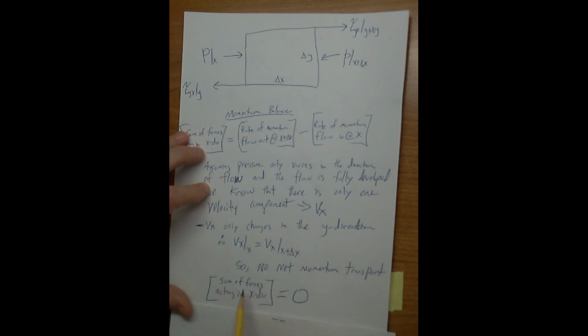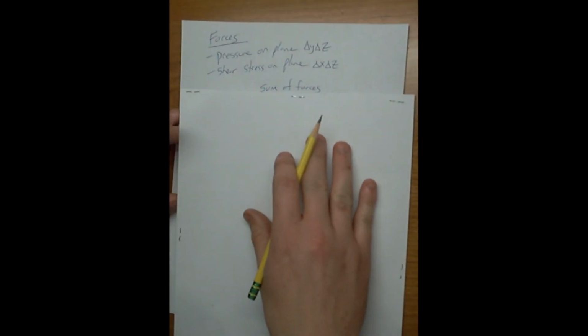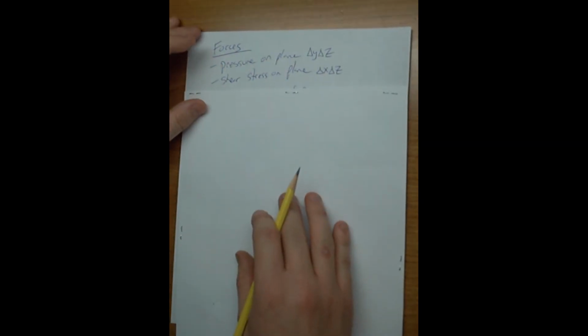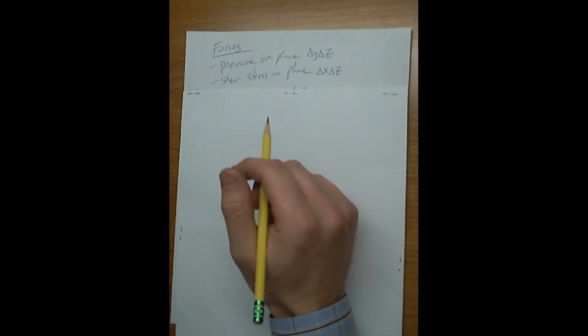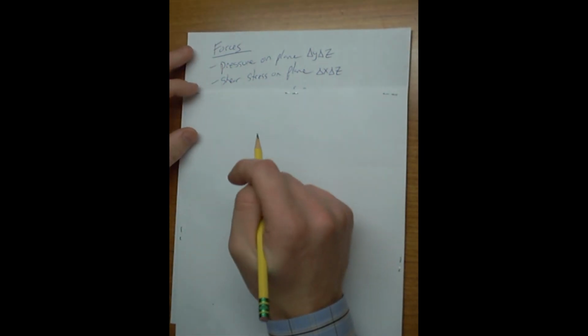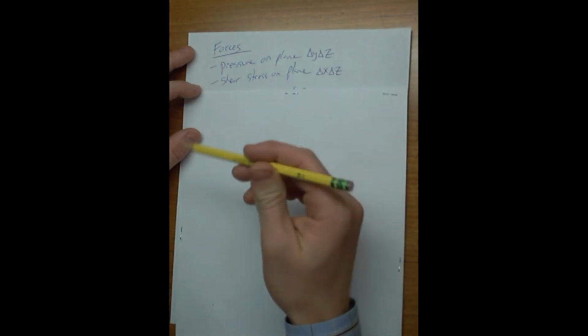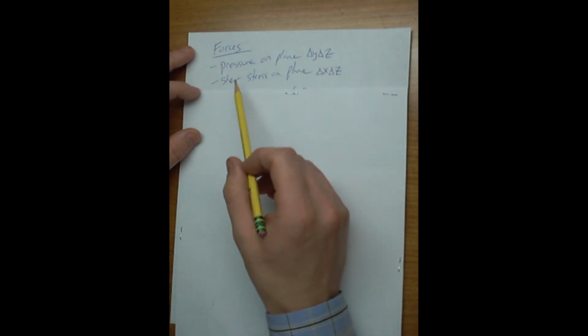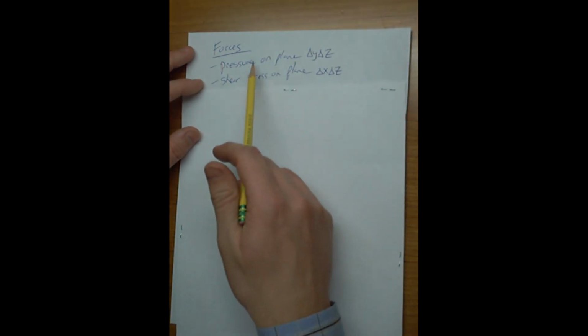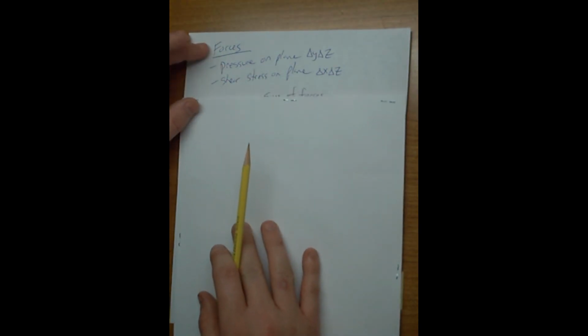So the sum of the forces acting in the x direction is 0. So this is your momentum balance. What are our forces in this situation? Our forces are the pressures on the plane delta y delta z and shear stresses on the plane delta x delta z. It's a little bit different than the earlier example because we didn't have any pressures, but now we do. So we account for both of those forces on those planes.